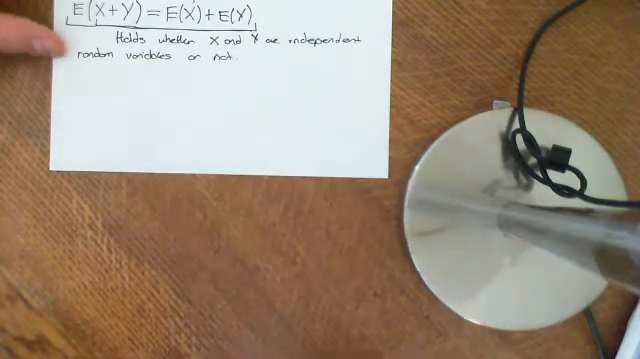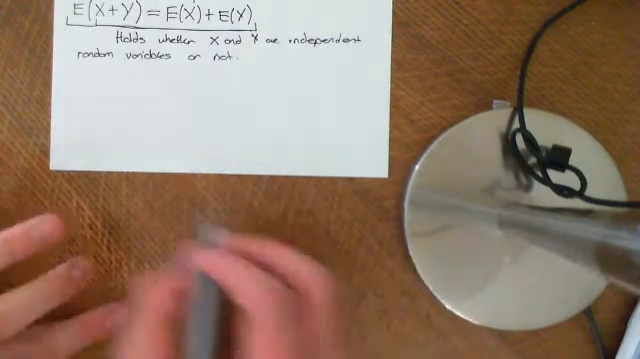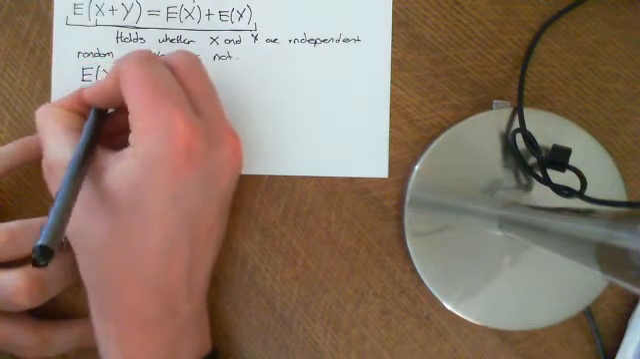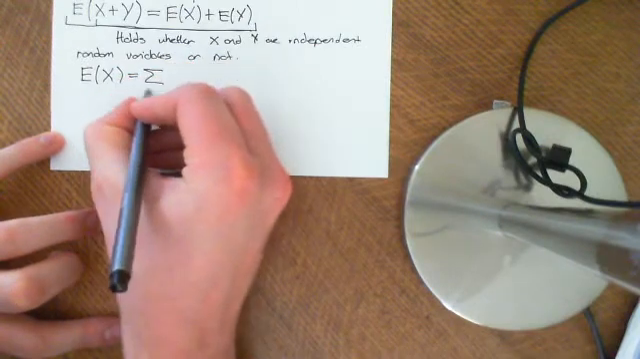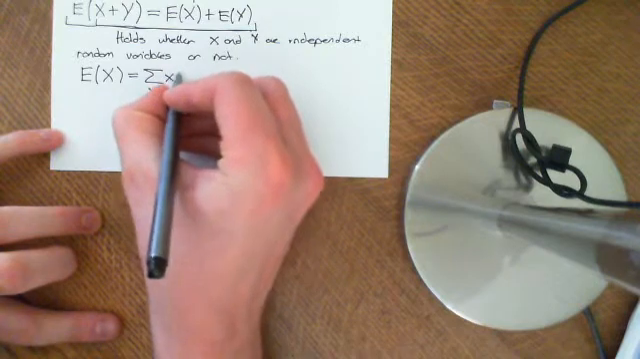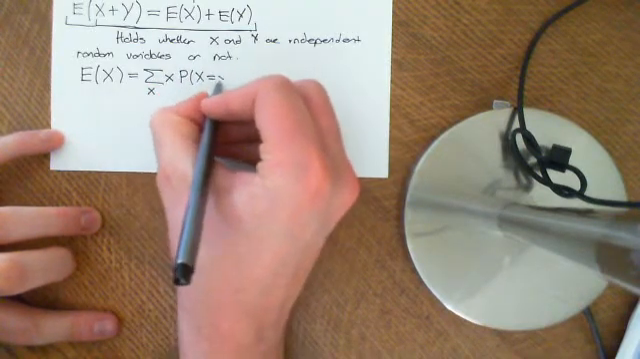Okay, so let's try and get the intuition for why this is true. Remember what the definition of the expectation value is. The expectation value of some random variable X is equal to the sum over all values that X can take of that value of x times the probability mass function that X is equal to x.